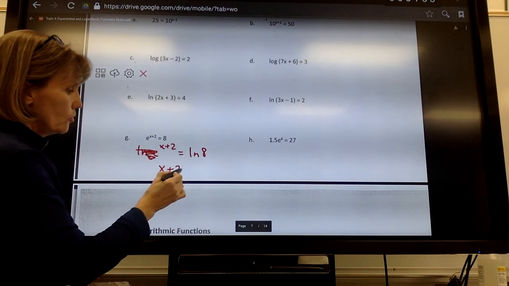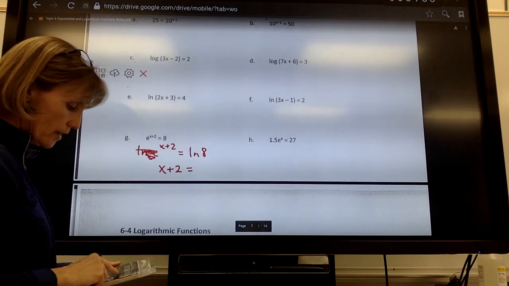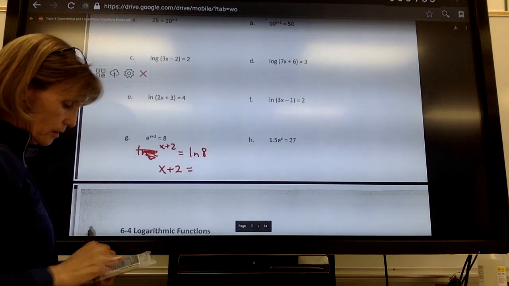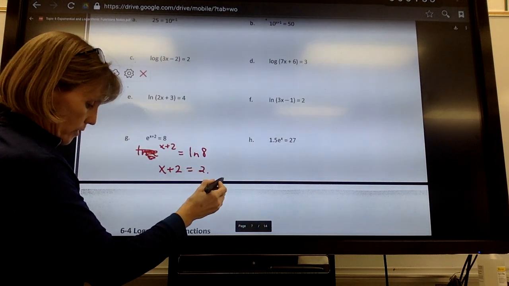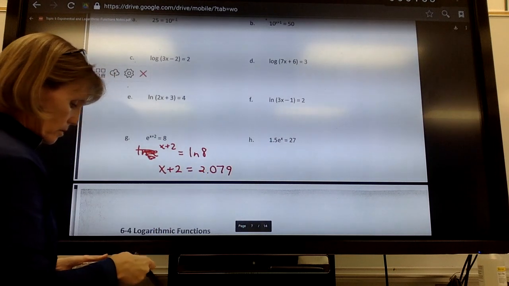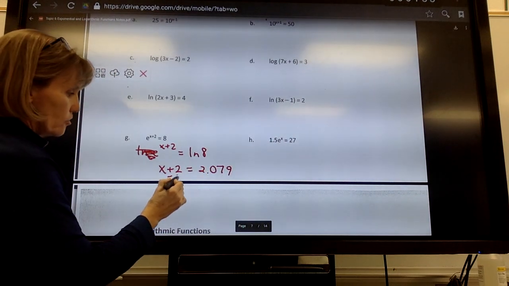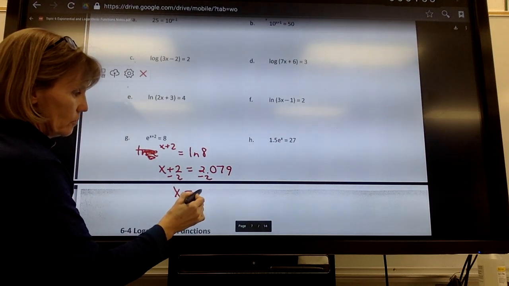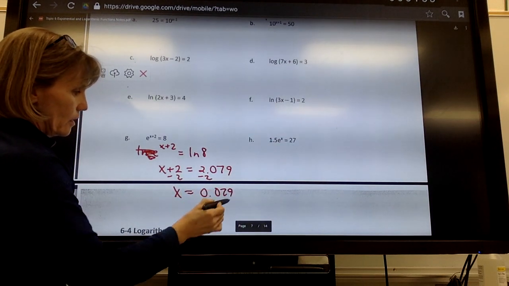x plus 2 is equal to, I can evaluate the natural log of 8 on my calculator. I get 2.079. Okay, and then I want to subtract 2. So I'm going to say x is equal to 0.079.